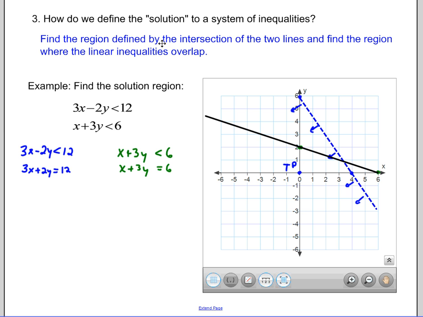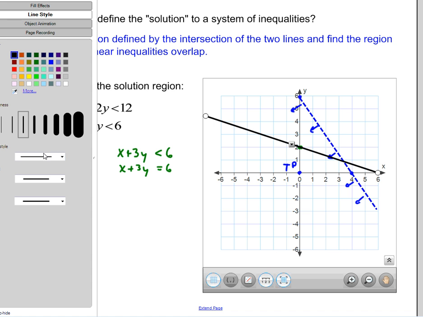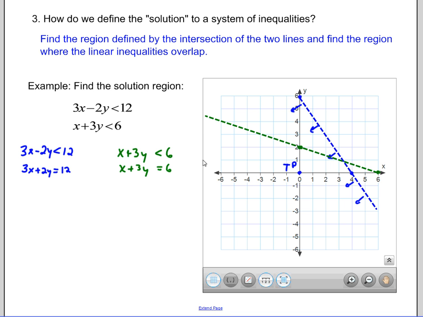Let's go ahead and change the properties of the line so we can tell one from the other right here. So this is going to be a dashed line as well. And let's make it a nice green here. There we go. Beautiful color. Okay, so which side do we work on? Well, let's use our test point (0, 0) again. Does that work? 0 plus 3 times 0 should be less than 6 if it's true. So everything on this side of the line works.